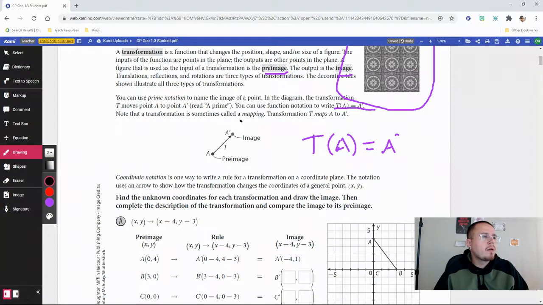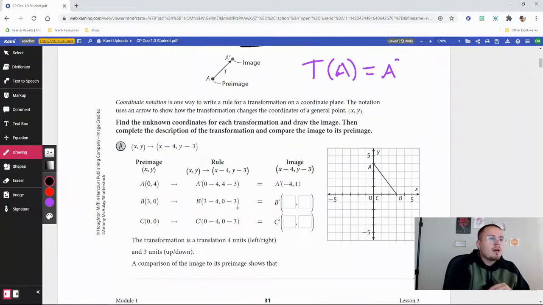The word that we're going to use here is mapping. We're mapping from the pre-image to the image, from the old to the new. Cool. So you see here, this point A got transformed. Coordinate notation is a way, so we can use rules. Rules are nice. They're quick and dirty. We'll talk more about the actual movement soon, but let's just focus on the rules now.